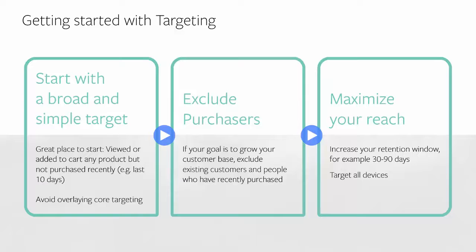First, increase your audience by changing your audience retention window. Extending your retention window to a longer period, up to 30 or 90 days, will enable you to reach even more people. Something else you can do is target all devices and use the cross-device reports to help you understand all of the cross-device conversions and optimize for conversions along the purchase path.